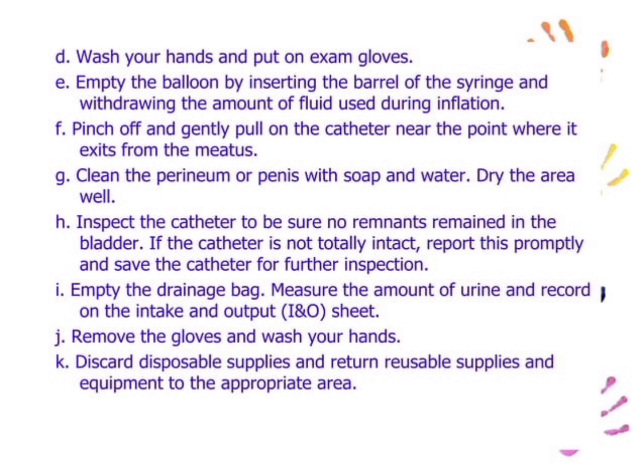Inspect the catheter to be sure no remnants remained in the bladder. If the catheter is not totally intact, report this promptly and save the catheter for further inspection. Empty the drainage bag, measure the amount of urine, and record on the intake and output sheet. Remove the gloves and wash your hands. Discard the disposable supplies and return reusable supplies and equipment to the appropriate area.